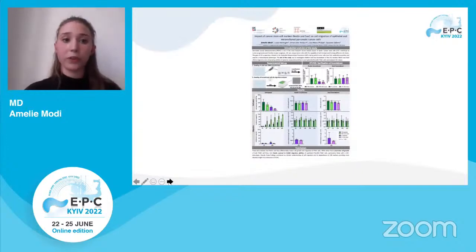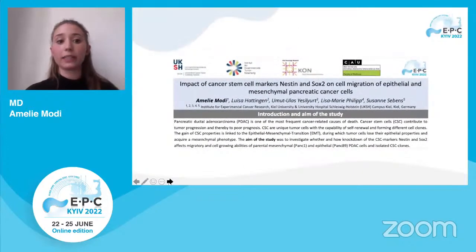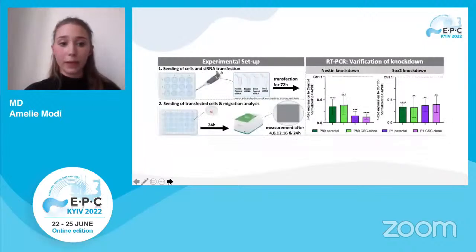So, first of all, the pancreatic ductal adenocarcinoma, short PDAC, is one of the most frequent cancer-related causes of death. Cancer stem cells, short CSC, contribute to tumor progression and metastasis, and thereby to poor prognosis. So the aim of the study was to investigate whether and how knockdown of the stem cell markers nestin and SOX2 affects migratory and cell growing abilities of parental mesenchymal PANC1 and epithelial PANC89 PDAC cells and their isolated CSC clones.